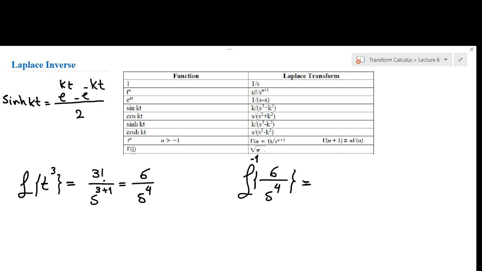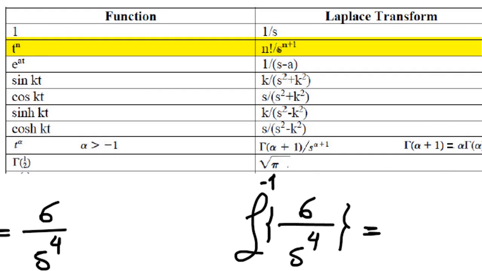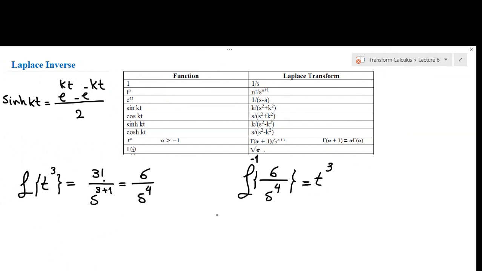So what you have to do, you have to go to this table again. Here you can see that the function which is close to 6 over s to the power of 4 is this one. So if I plug n equal to 3, we have 3 factorial over s to the power of 4. As a result, we can say that Laplace inverse of 6 over s to the power of 4 is t to the power of 3.